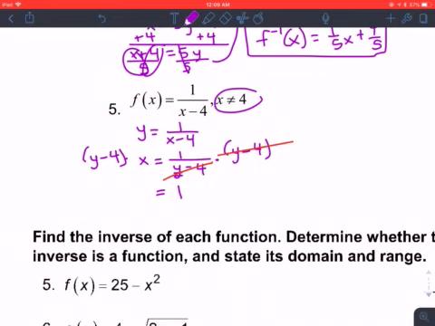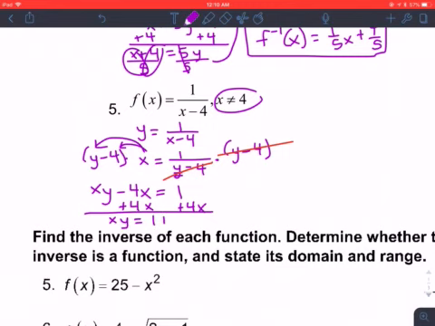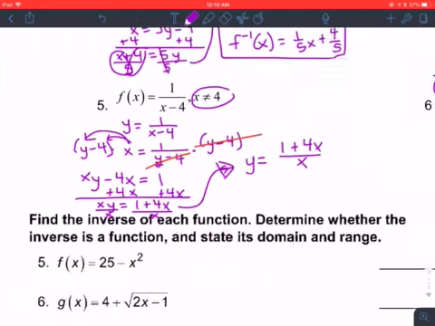And then on the left side I'm left with y minus 4 times x. So we're going to go ahead and distribute the x. So xy minus 4x. Okay, and then we're trying to solve for y. So I'm going to move the 4x to the other side of the equal sign so that I'm isolating that y term. And then to get y by itself, we'll divide by x. So right now I have y is equal to 1 plus 4x all over x.